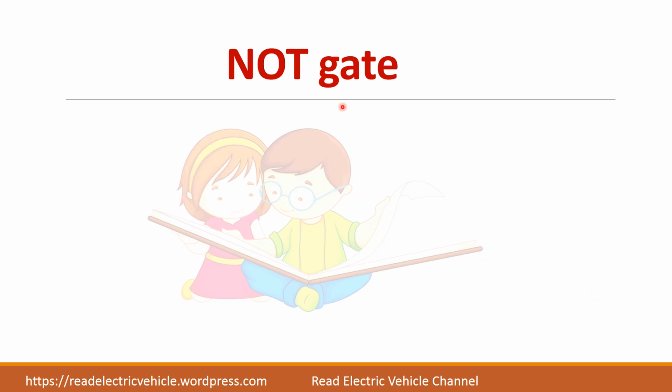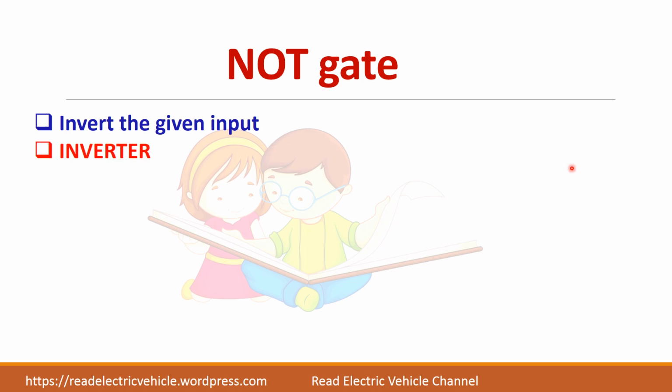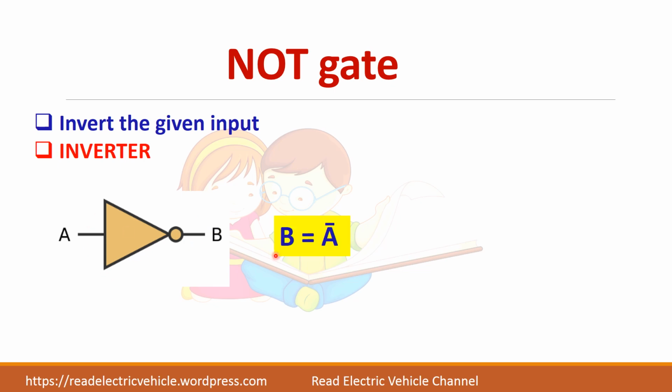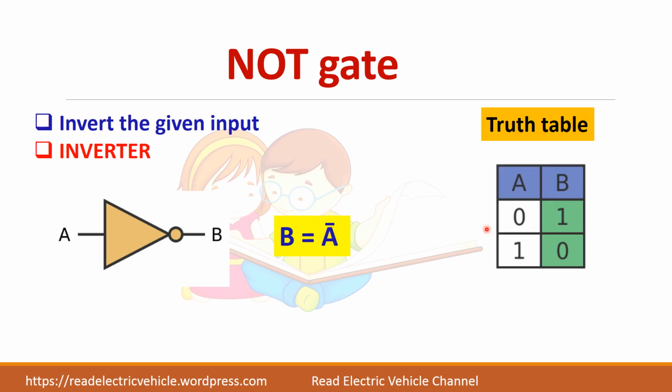Next we will see NOT gate. NOT means inversion. So it will invert the given input. So if you give 0, it will give 1 as output. If you give 1 as input, it will give you 0 as output. So inverter symbol, it will be like this. You can write it as A bar. Bar represents inversion here. So if you give 0 input, you will get 1 as output. If you give 1, you will get 0 as output.